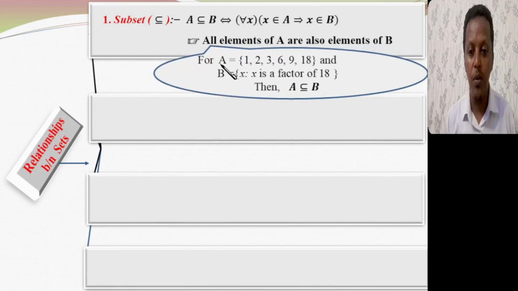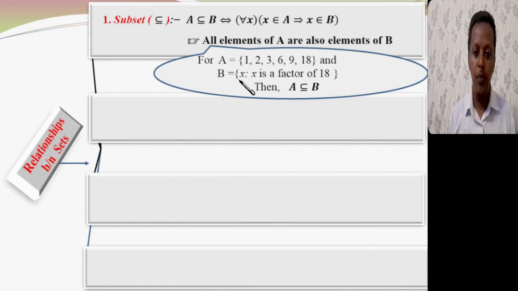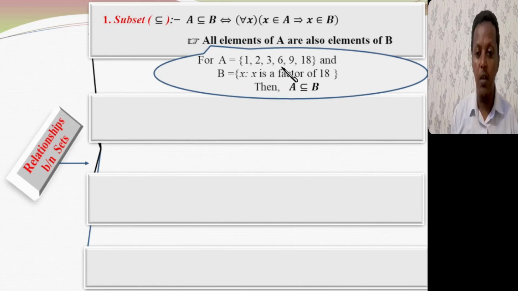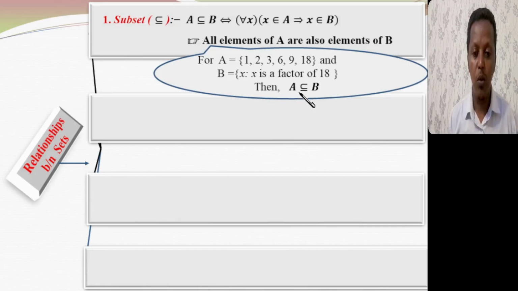Now let's take an example. Considering set A containing 6 elements and set B, which is described based on the set builder method, x such that x is a factor of 18. So if you consider the elements of A, for all x, if x is an element of A, then x is a factor of what? 18. 1 is a factor of 18, 2 is a factor of 18. All are what? Factors of 18. Because of that, we can relate these two sets based on what? Subset.